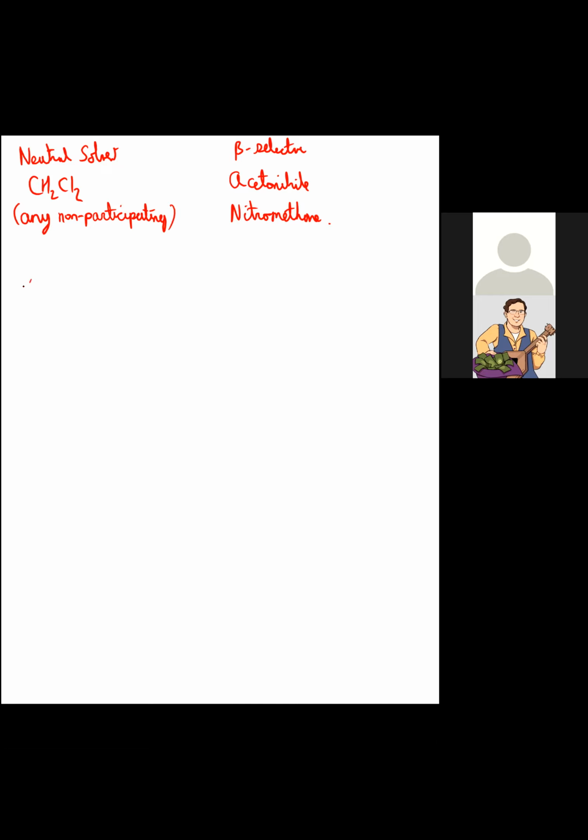And then we have the alpha selective. And that was our ethers: THF, dioxane. Okay. So those are the solvent effects.